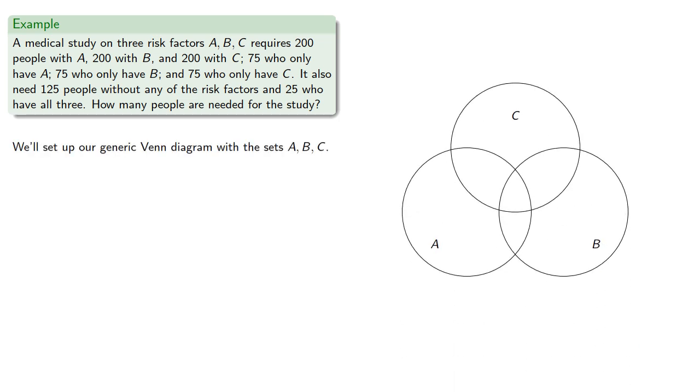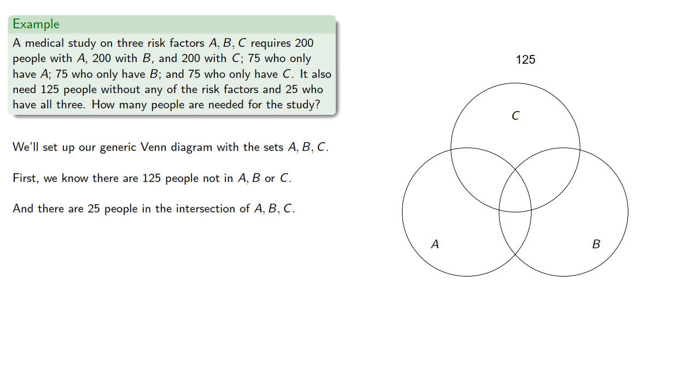We'll set up our generic Venn diagram with the sets A, B, and C. And first we know there are 125 people not in A, B, or C. And these are on the outside. And there are 25 people who have all 3, so these are in the intersection.